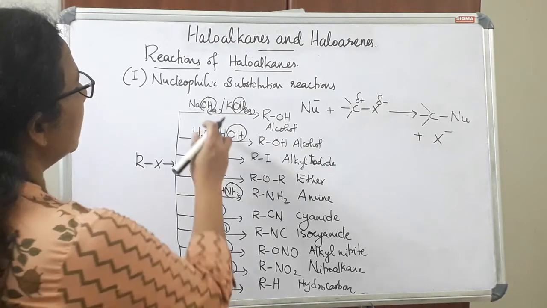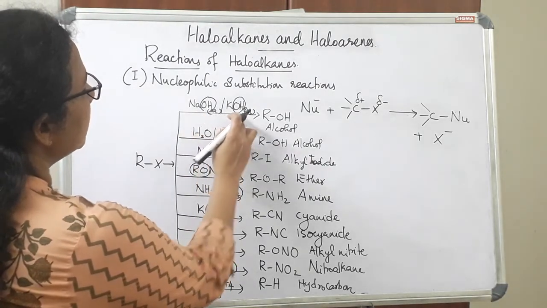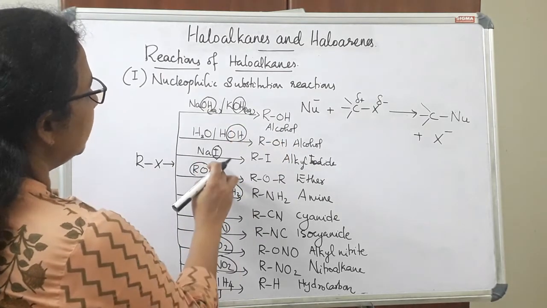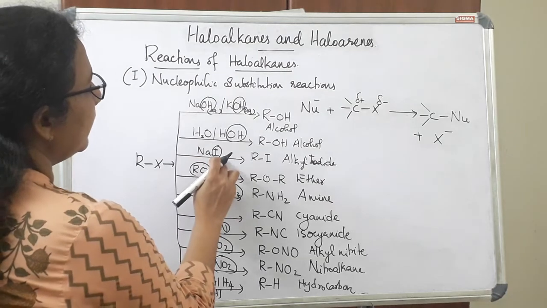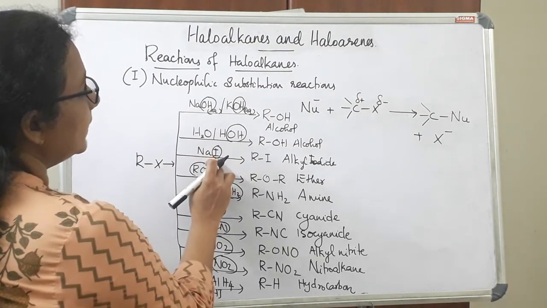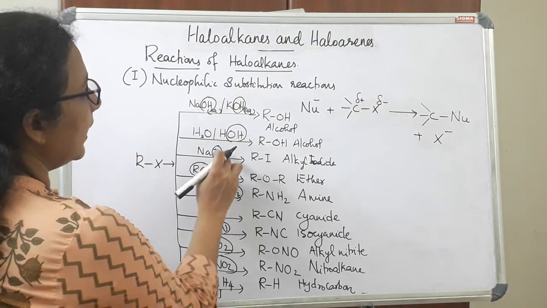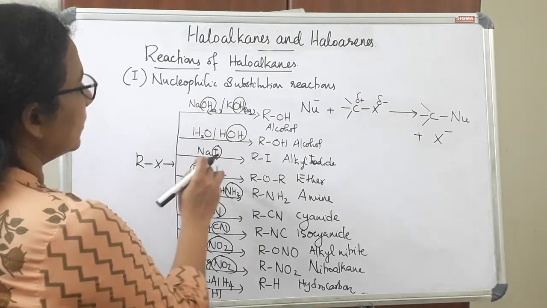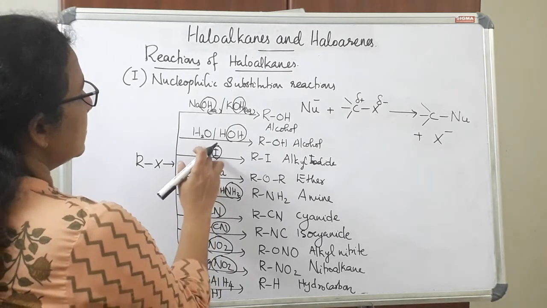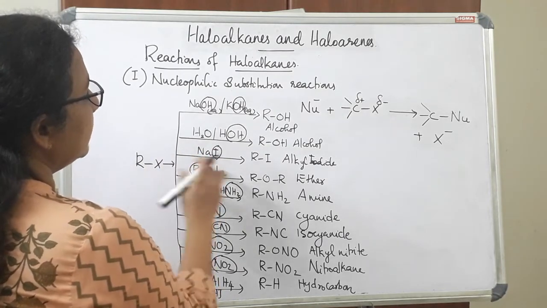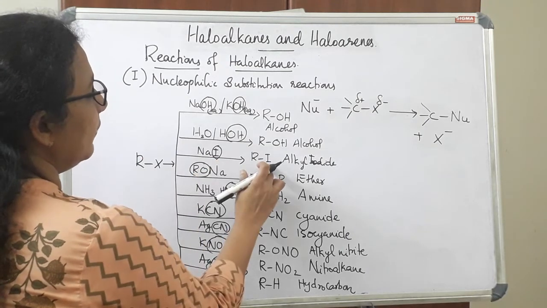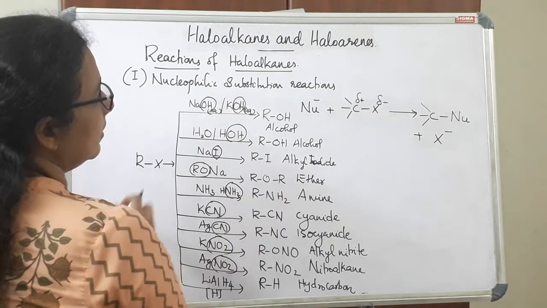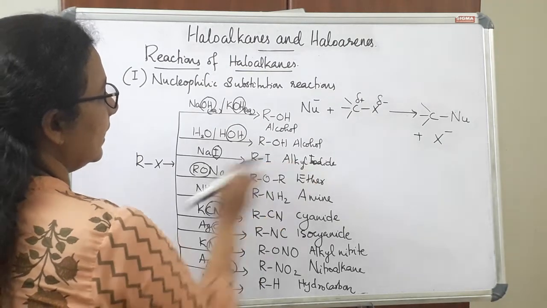In the case of sodium hydroxide, potassium hydroxide and water, OH is the nucleophilic part and alcohol will be the product. In the case of sodium iodide, I minus will be the nucleophilic part, we know that it is Na plus and I minus. That is the charge of sodium and iodine. So I will be the nucleophile. We will get RI, that is called alkyl iodide.